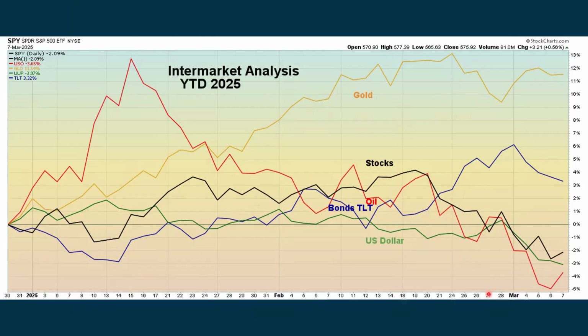Then we look at the intermarket analysis chart, where going back to the beginning of 2025, gold has been doing the best, followed by the price of bonds, which were negative for 2023 and 2024. And then the black line are stocks, which are negative.